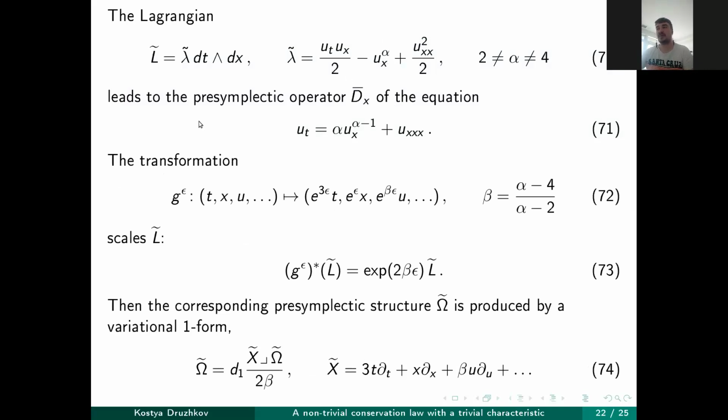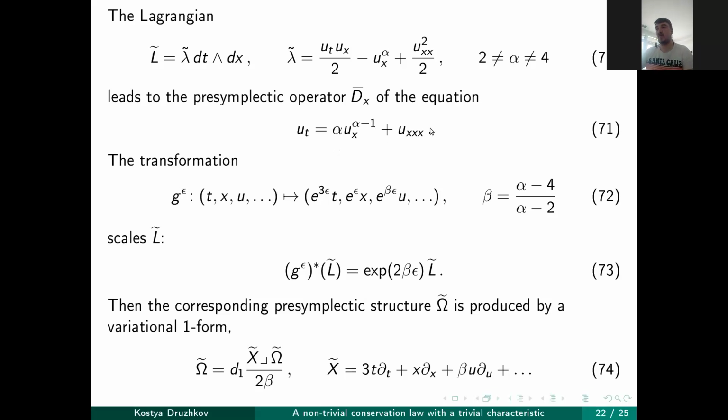Then we can consider the corresponding system. We get the same presymplectic operator, which looks the same, for the corresponding equation given by formula 71. It's easy to see that if alpha is 4, then we get the potential mKdV, right? And if alpha is 3, then we get just potential KdV, not potential mKdV, but potential KdV for alpha equals 3.